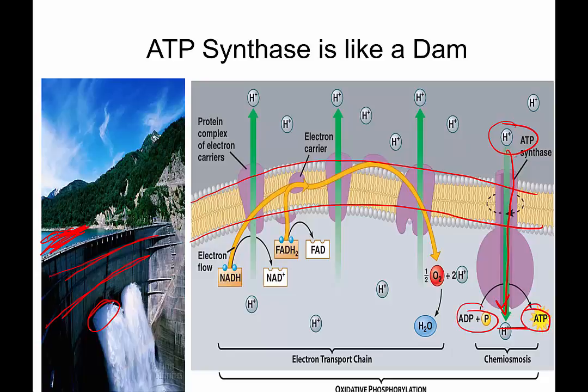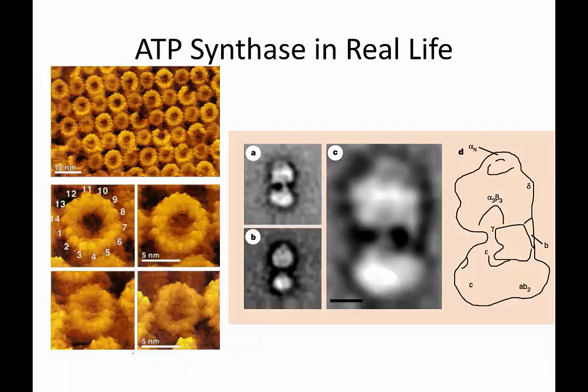So again, I like to think of ATP synthase almost being like a hole in a dam. It's allowing protons to pump through, and as that happens, it churns the turbine, or churns ATP synthase, to make ATP. ATP synthase is actually a really interesting enzyme. It's one of the largest proteins in the cell, and because of that, we're able to use an electron microscope to look at it.